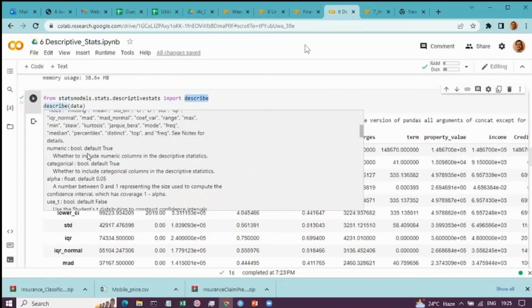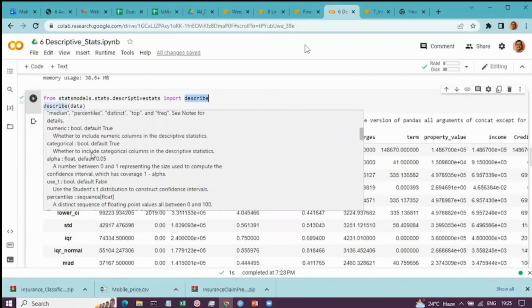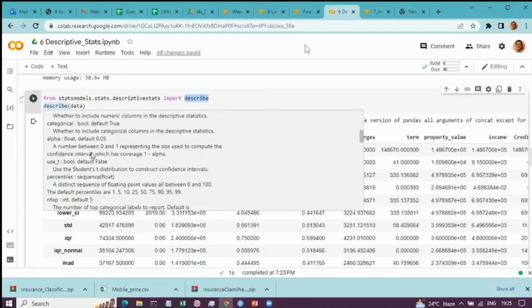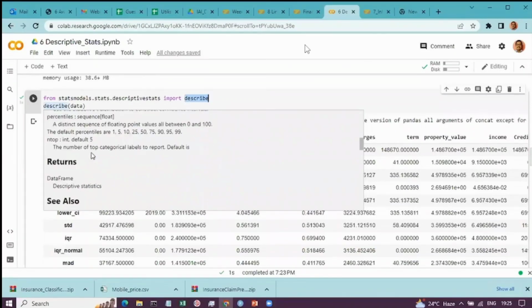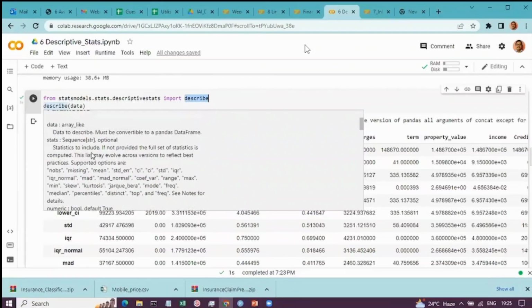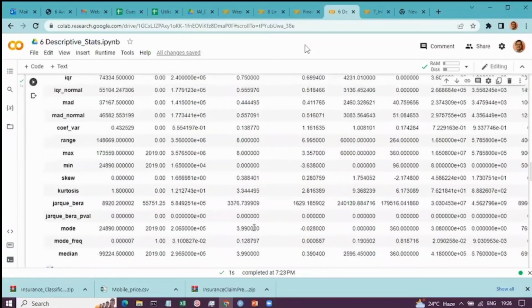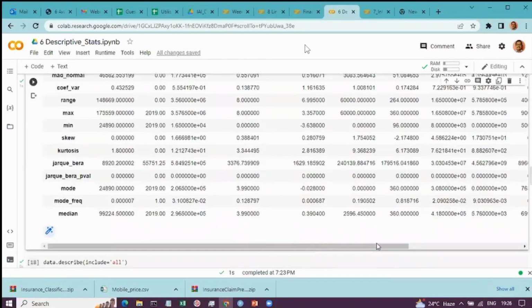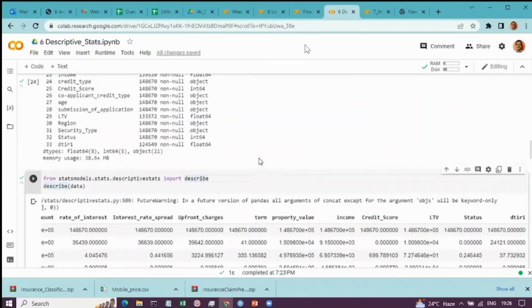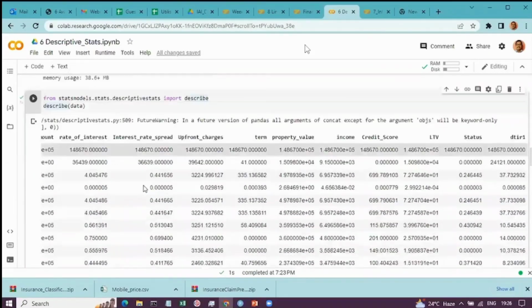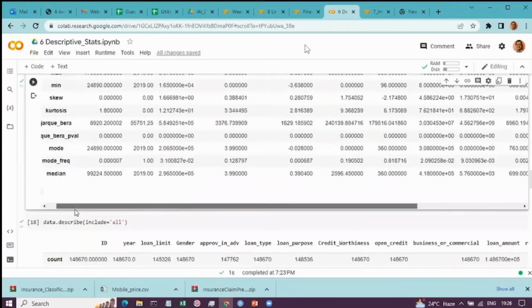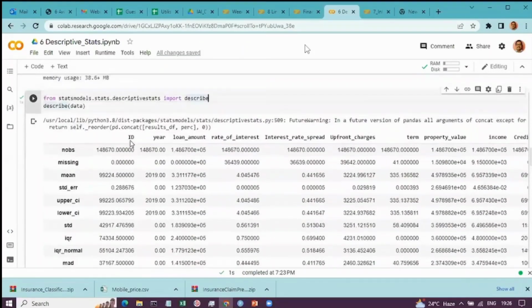Whether to include categorical columns in the descriptive statistics, whether to include numerical columns in the descriptive statistics. There are so many other things being mentioned, whether to include some of them or not. Okay. So we will move ahead with trying to understand in detail all these calculations. We have seen the various calculations that are typically done, so let us understand what these things really mean.